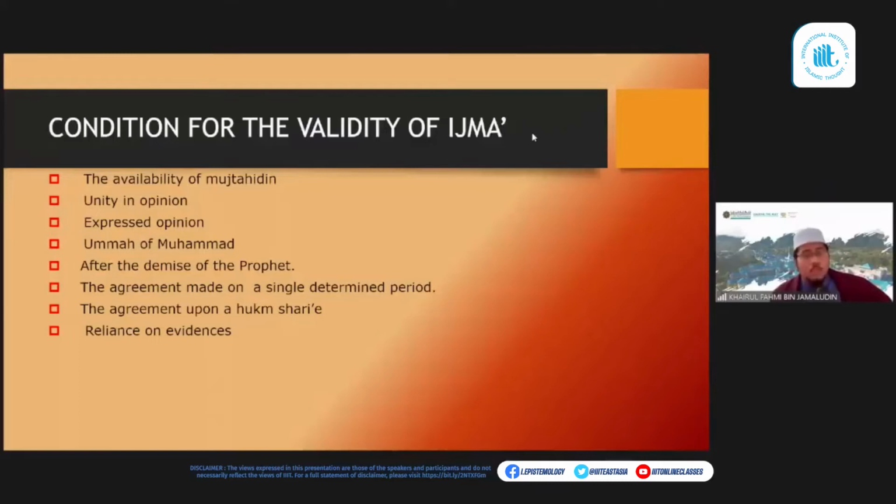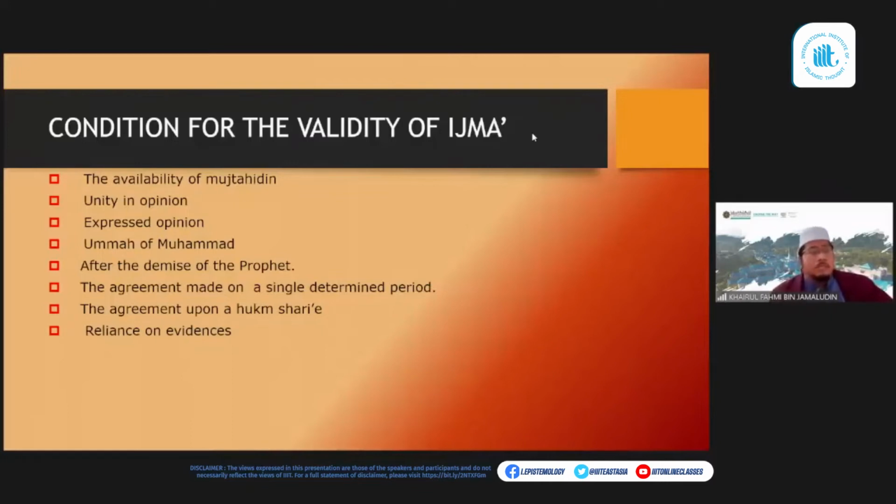It must be made by mujtahid. So the first one, they must be mujtahid available during that particular period of time. Number 2, unity in opinion. When we talk about ijma, again, there must be unity in their opinion. If, let's say, we have one group of scholars, A, and another group says B, that is not ijma. Because when we talk about ijma, all scholars must say A, not otherwise.